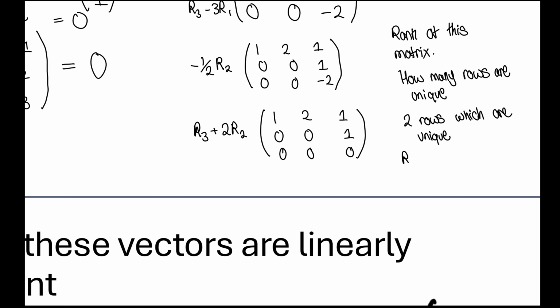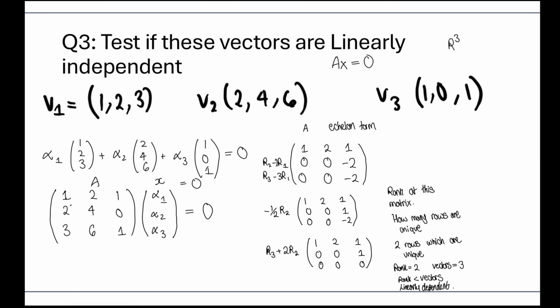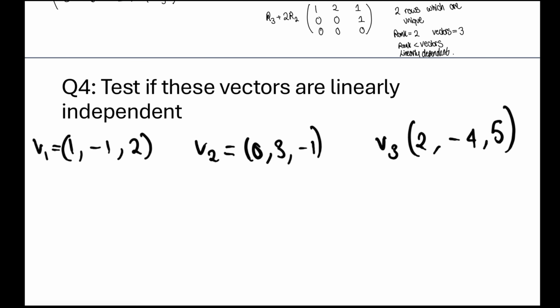So our rank is equal to 2, and our number of vectors is equal to 3. So we had 3 vectors. So as our rank is less than the number of vectors, these vectors are linearly dependent. So we have shown that these 3 vectors are linearly dependent.